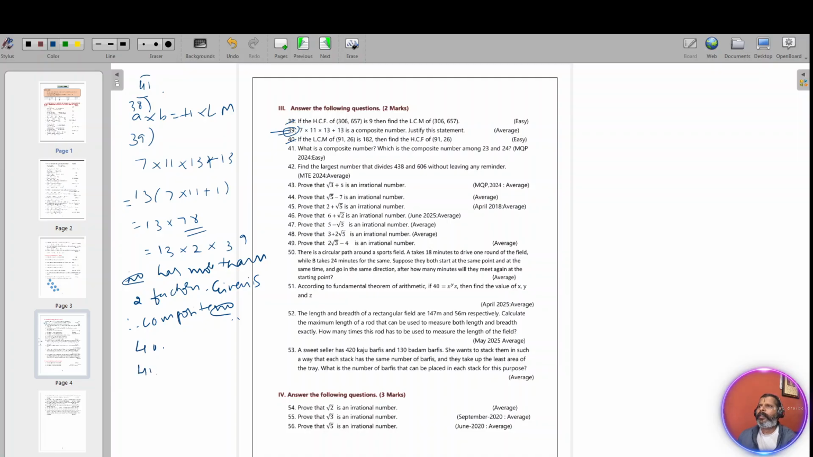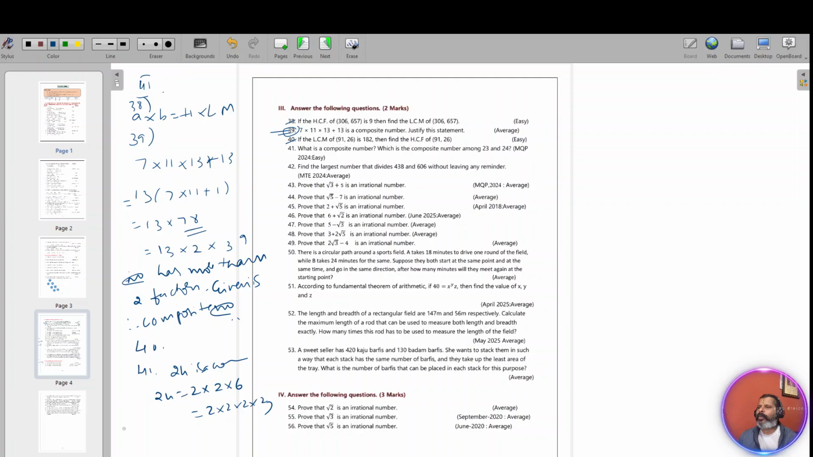41. Composite means, just now I told, if a number has more than two factors, it's a composite number. Which among them is composite? 24 is composite because 24 is 2 twelves, 12 is 2 sixes, or 2 into 2 into 2, 3, you have to make it. Okay, so that covers 41.